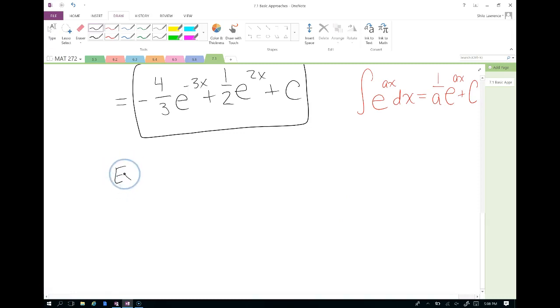I want to look at one more of these before we move on, because this one at first glance looks a lot trickier and doesn't look at first like it's something that you are going to want to separate. But we are going to integrate 2 minus 5x divided by the square root of 9 minus x squared.